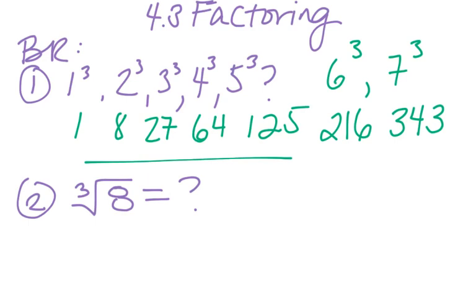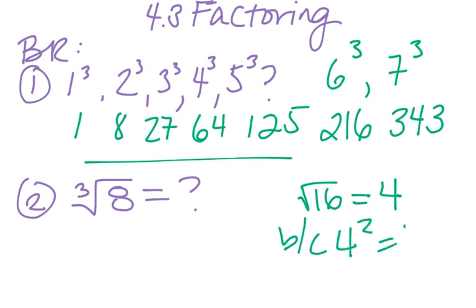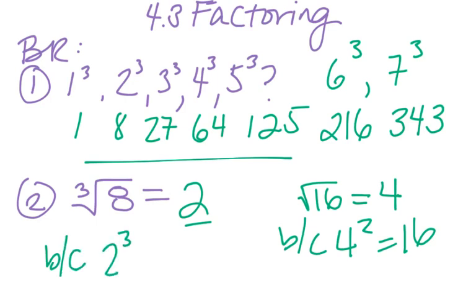The second bell ringer question is, what is the cube root of 8? The way you want to think about this, think about square roots first. If I asked you, what is the square root of 16, the answer would be 4, because 4 squared equals 16. And square roots and squares are opposites. They undo each other. Similarly, the answer to the cube root of 8 is 2, and it's 2 because 2 cubed is 8.